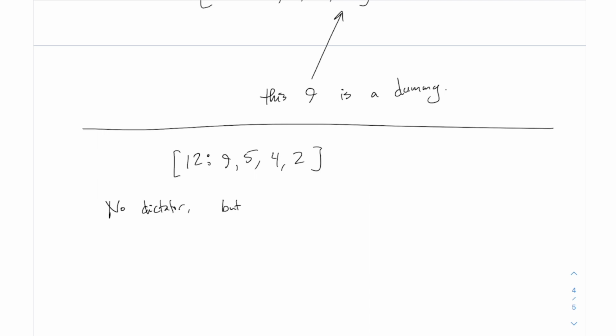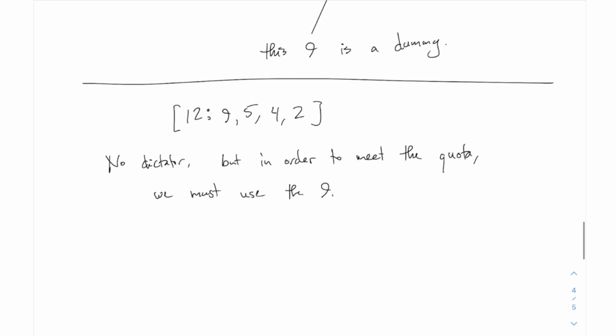All right, so I'm going to say no dictator, but in order to meet the quota, we must use the 9, right? You can tell this by just adding up all the other numbers together, and you will see if I do 5 plus 4 plus 2, that's not enough to meet the quota. That means you have to have the 9 included if you actually want to get to the quota. And there's a word for this, and this is a word that is used in real-world politics. We must use the 9. So here we say the 9 has veto power.